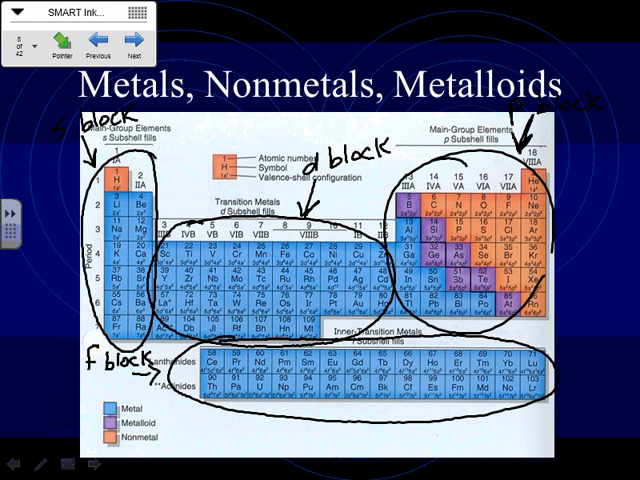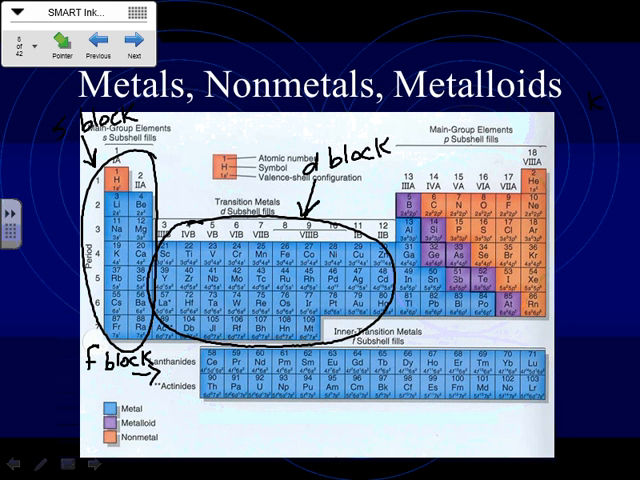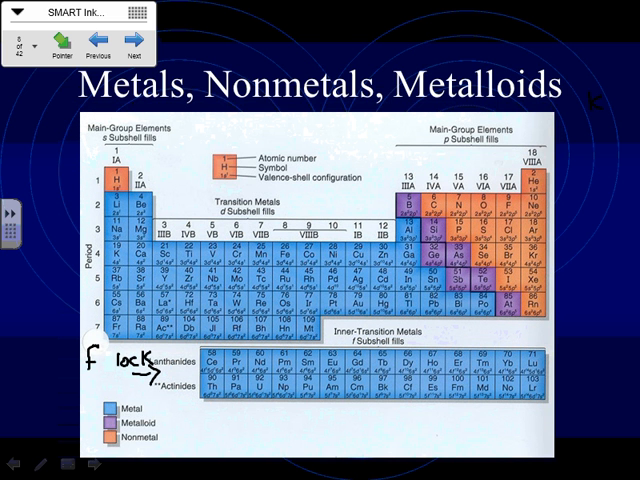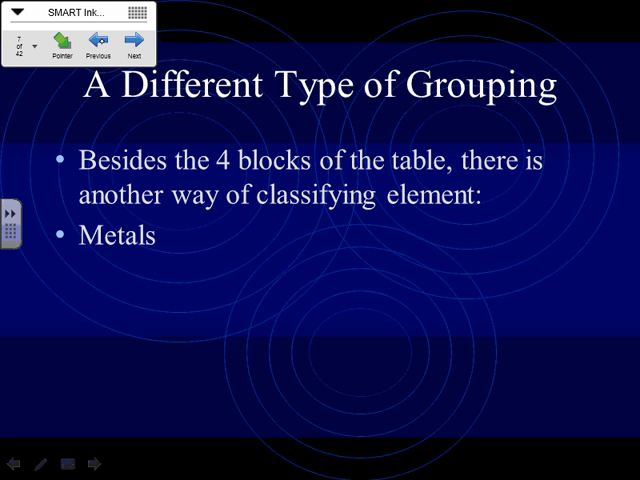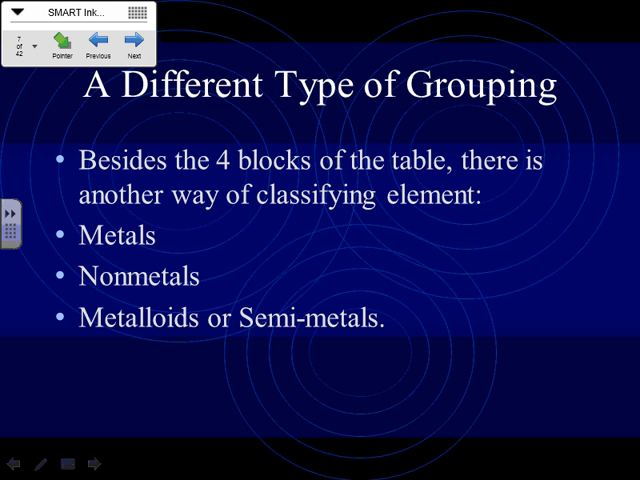All right. So then it says besides those 4 blocks, there's another way of classifying elements. Let me erase this, and then we'll go back to the notes for a second. Then we're going to come back here, and I'm going to have you label a couple other things on your blank periodic table. We can classify them based on metals, nonmetals, or metalloids. Which, that's already on there for you, isn't it? So those are the 3 other classifications we can give to an element.